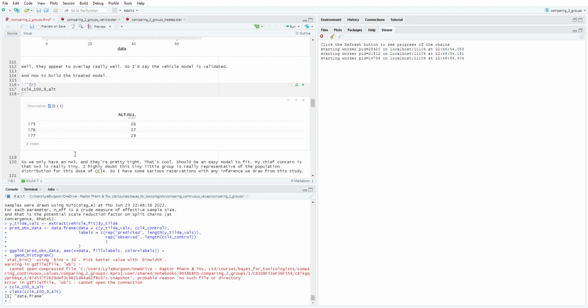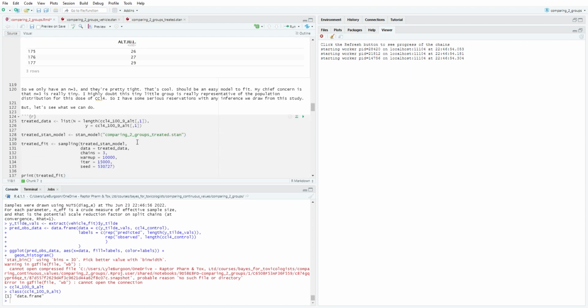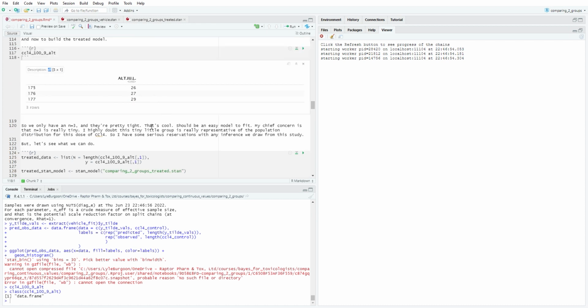So we're going to have to be careful when we go to use this because it's not a vector. I'll show you how we're going to deal with that in a little bit. Like I said, one of the things we see here is we got an N of 3, and they're pretty tight. That's pretty cool for an N of 3. We don't normally see them quite so tight when we have 3 samples from a population distribution. So that's cool. It's probably going to be rather easy for us to model.